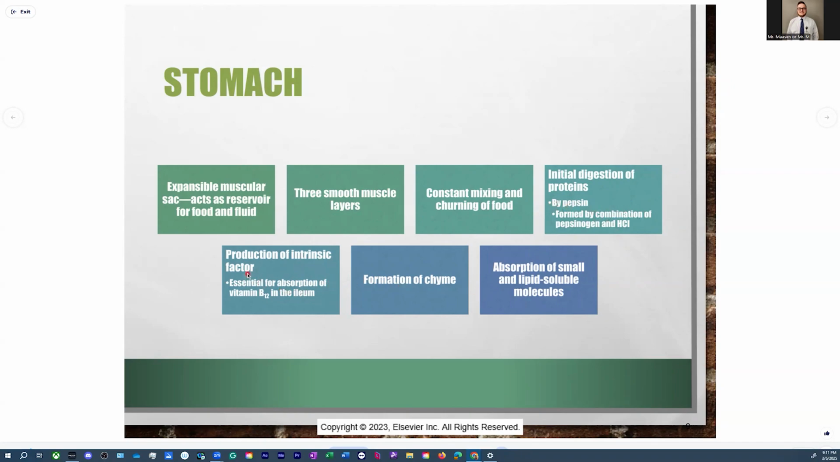Also, keep in mind pernicious anemia, that anemia that's associated with lacking vitamin B12. The mucosa of our stomach produces something called intrinsic factor, and that helps us absorb vitamin B12 in the ileum.